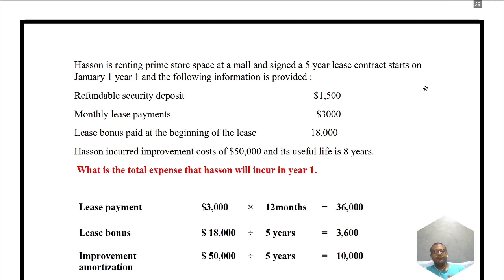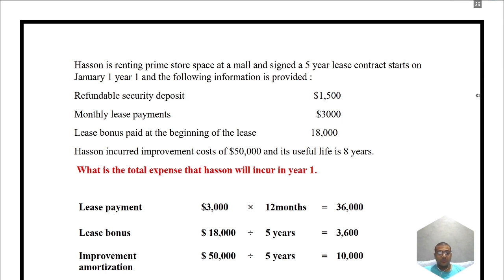Okay, let's see this example here. Hassoun is renting prime store space at a mall and signed a 5-year lease contract. It starts on January 1st, year 1, and the following information is provided. We have a refundable security deposit of $1,500, and the refundable security deposit is a receivable for me. And at the end of the lease, I'm going to take that money back if there is no damage to the property. Okay. Monthly lease payment was $3,000. Lease bonus paid at the beginning of the lease was $18,000. Hassoun incurred improvement costs of $50,000 and its useful life is 8 years.